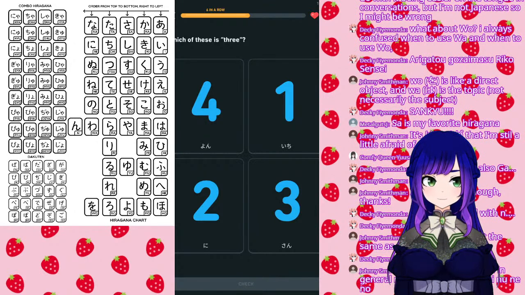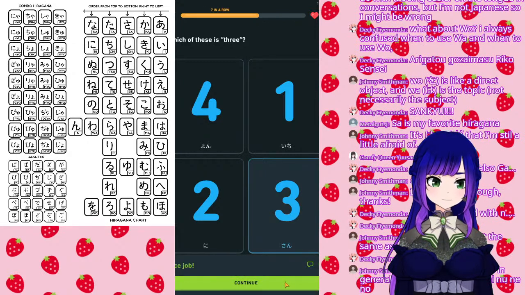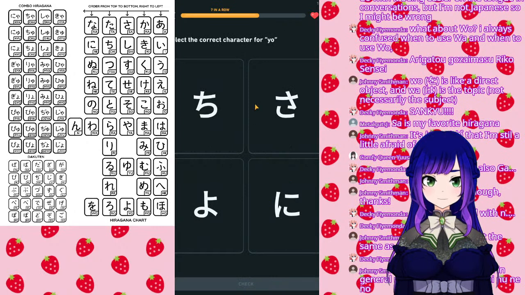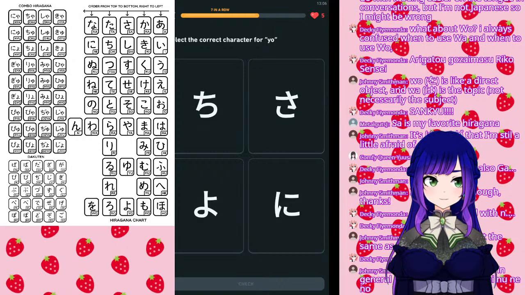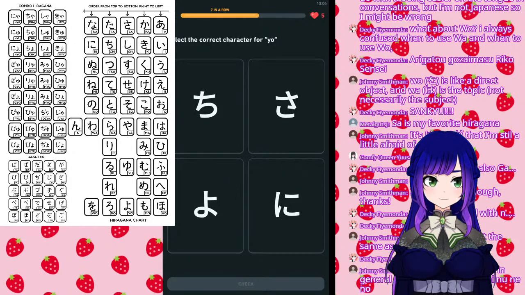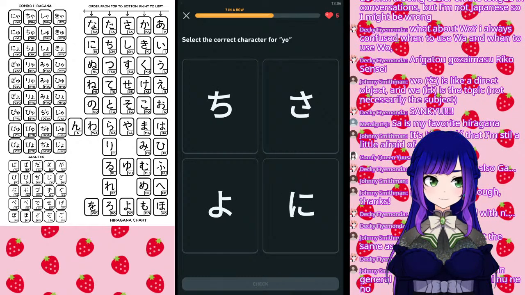Good explanation. 3 is 3. Select the correct character for yo. Let's go from the top left. This is chi. This is sa. Can you guys see my cursor? You guys see? Oh my gosh. Hold on. I'm so sorry. The screen was cut off. I just realized now. Sorry.